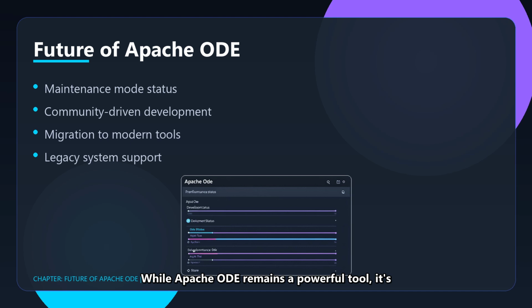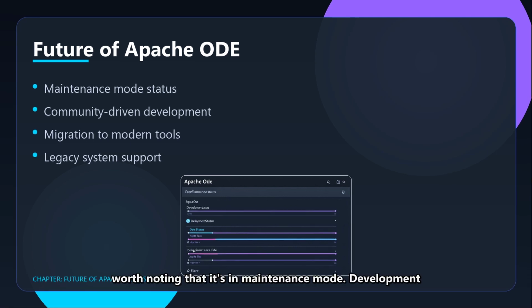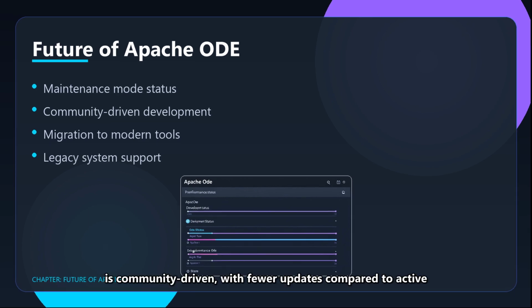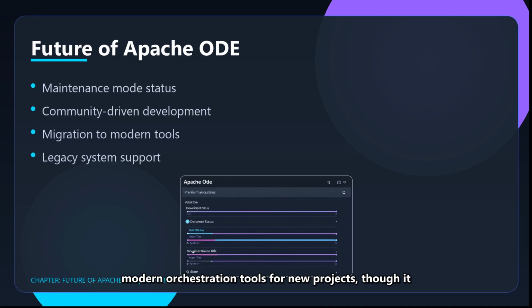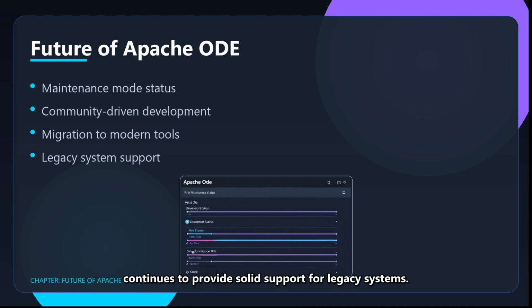While Apache ODE remains a powerful tool, it's worth noting that it's in maintenance mode. Development is community-driven, with fewer updates compared to active projects. Organizations using ODE may consider migrating to modern orchestration tools for new projects, though it continues to provide solid support for legacy systems.